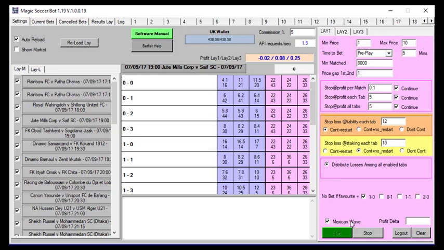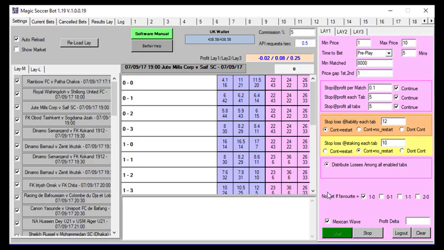Okay, always have Mexican wave ticked. That means with Mexican wave ticked, it will go from tab 1 to tab 2 to tab 3 to tab 4, right up to tab 10, and then it will restart again. And that's how the bot is designed. If you have that unticked, it will always try to bet on tab 1, and it's not really the way that we want to do it.